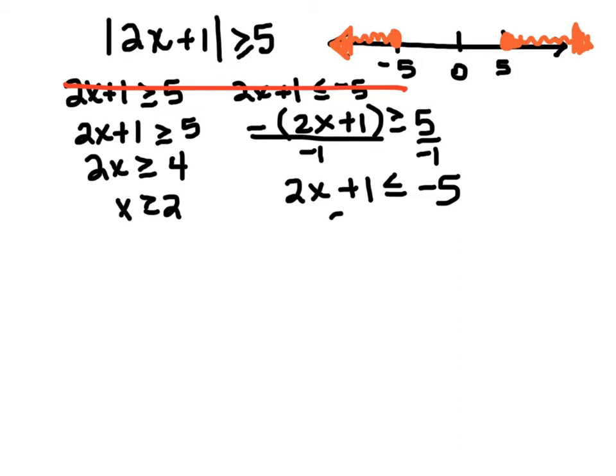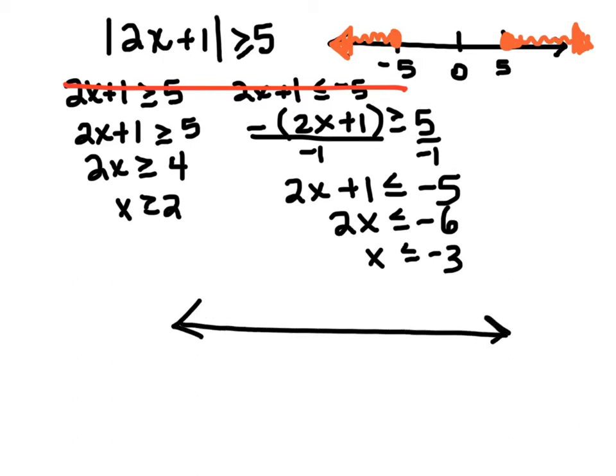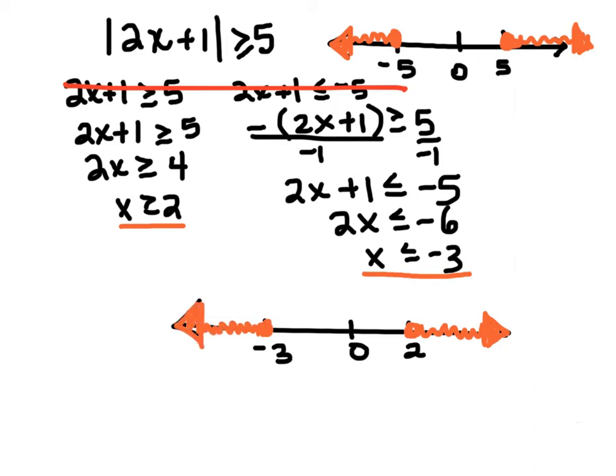So now I subtract 1, and I divide by 2. Whoops, wrong way. So now if I want to put it on a number line, here's 0, here's 2, here's -3, and this says x is greater than or equal to 2. So greater than or equal to 2 are all these numbers here. And this says x is less than or equal to -3. So it still ends up looking like my picture.